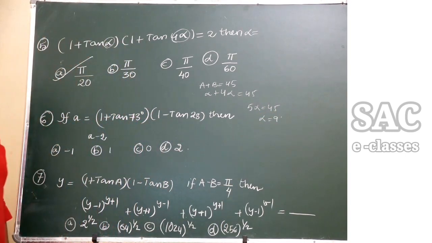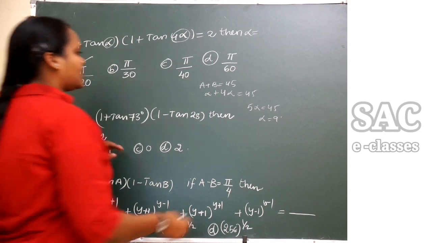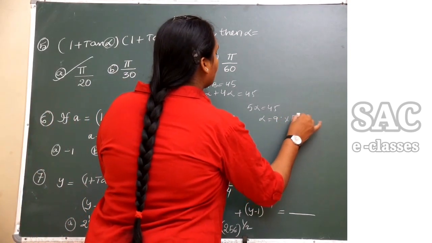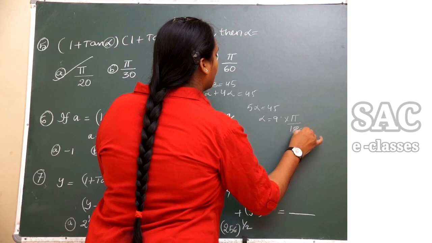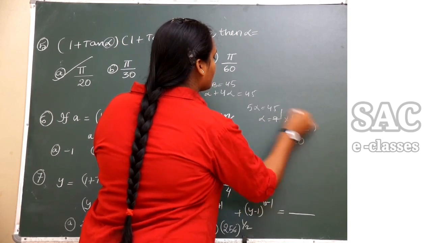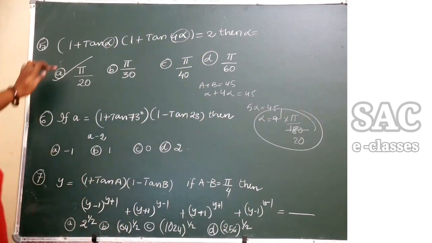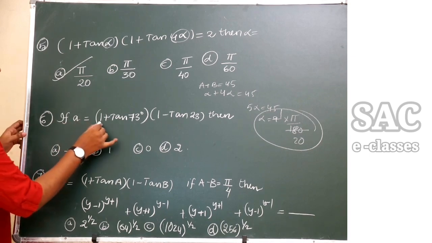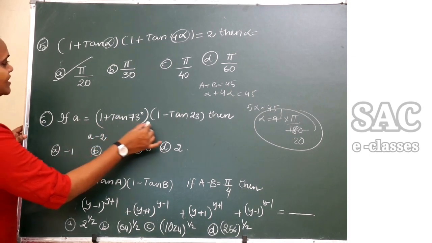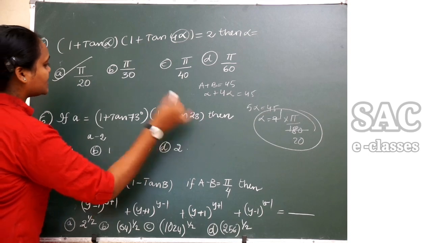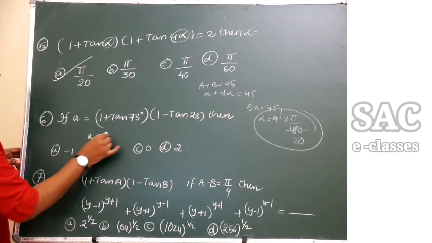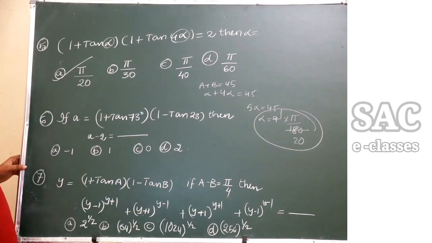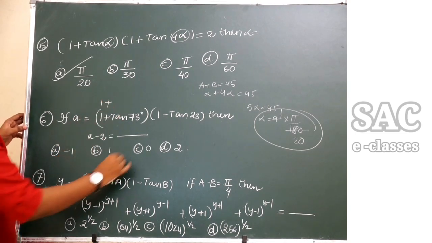Can you express the 9 degrees in terms of pi radian? Obviously, multiplied with pi by 180, then one time it is 20 times. So alpha value is pi by 20. Let us go for the sixth problem. A is equal to 1 plus tan 73 into 1 minus tan 28 degrees. Then what is the A minus 2 value they are asking you? We know that its value is anyhow 0.